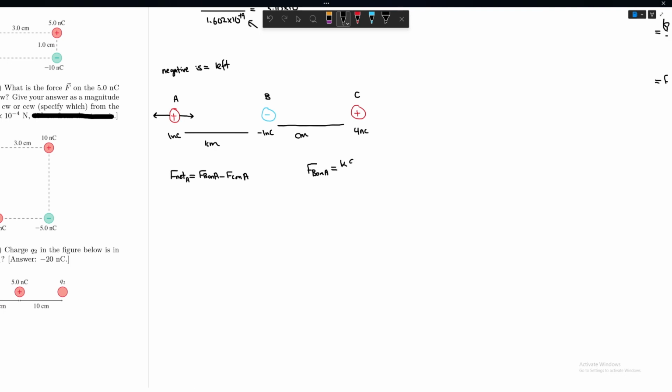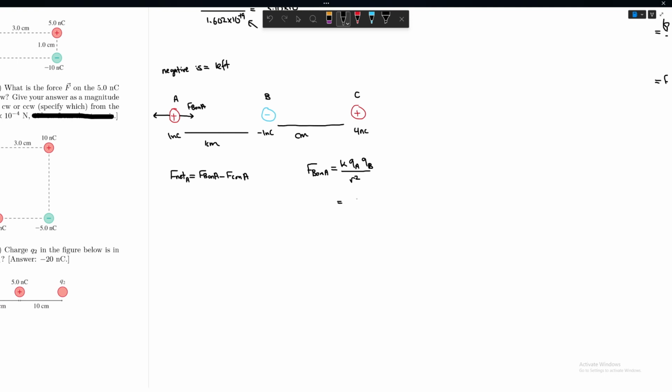equals K Q1 Q2 over r squared. Well, we'll use A, B, and C. I don't know which ones they are, I'm just writing the formula. And so which Q's are there? B on A, and that means this is the force B on A. Which two charges do we have? We have charge A and charge B.